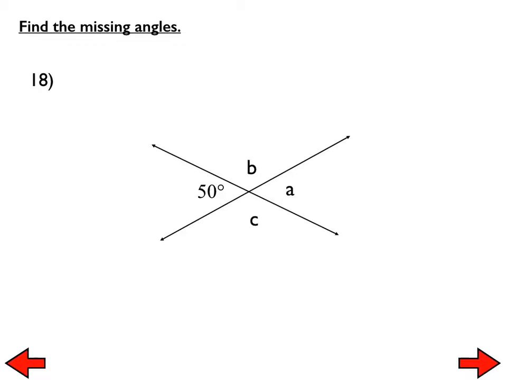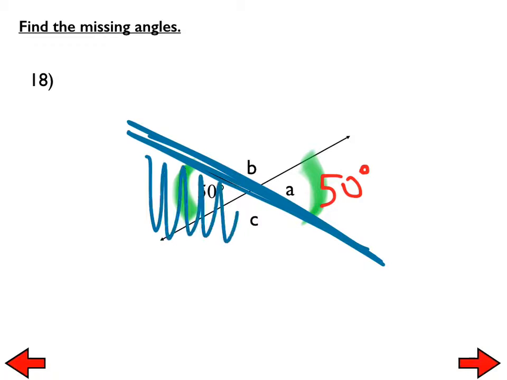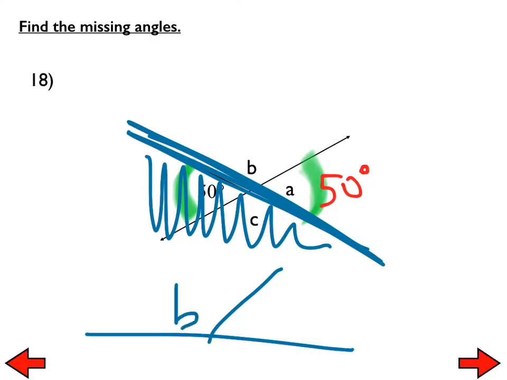The easiest thing to spot first is that 50 degrees is right here, and it's vertical to angle A, which means angle A must be how many degrees? 50. Go ahead and label it 50 degrees. Now, looking at this line right here, see it's a straight line? I'm going to ignore all of this right now and then redraw this so you can see it better. This is B, this is 50.